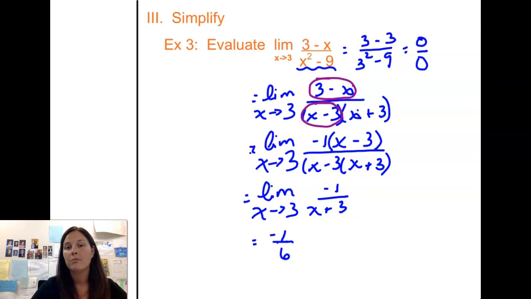We already determined the function value does not exist at 3, but the function is approaching this value of -1/6 from both sides of 3. So the limit exists even though the function is not defined.